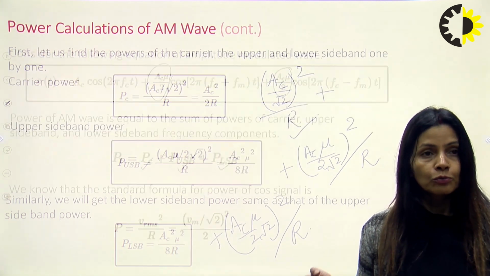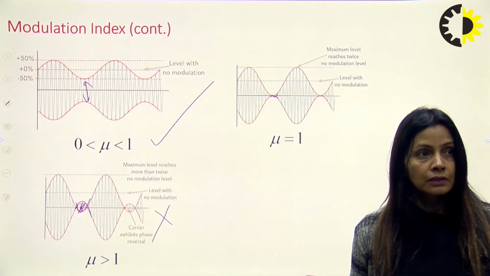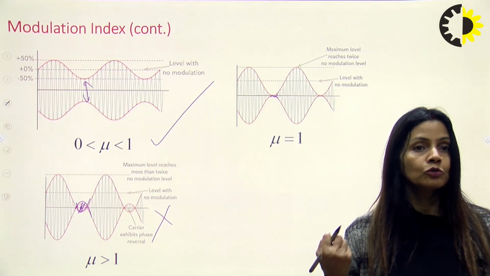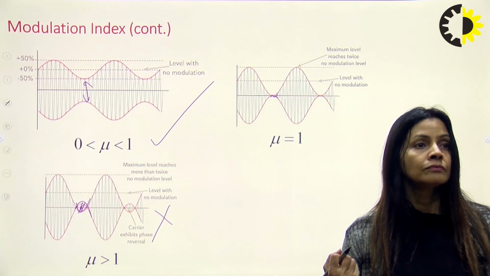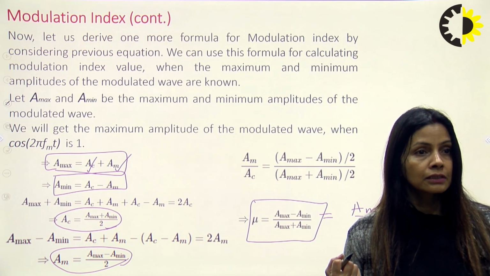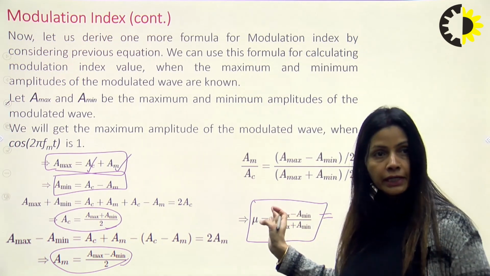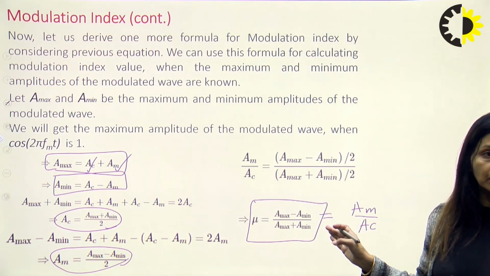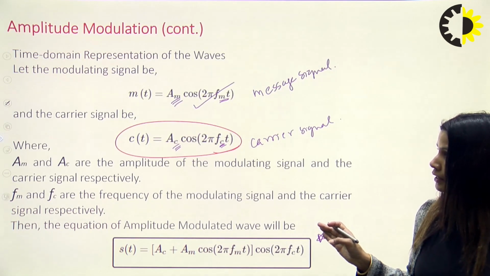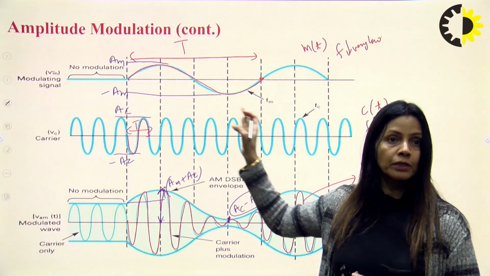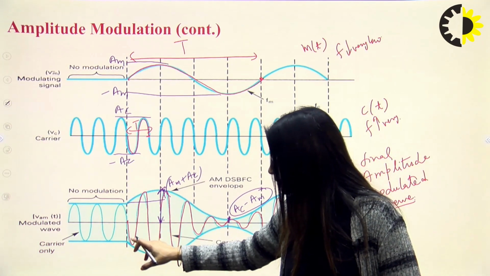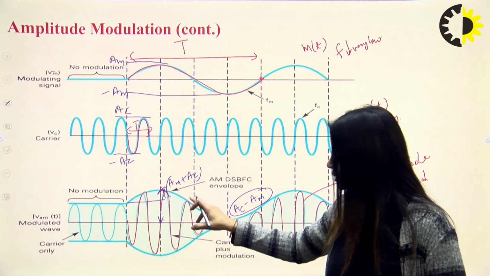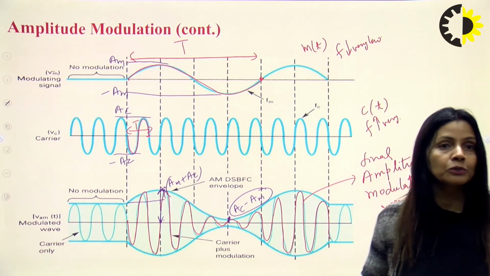And coming to the diagram, mu should lie between 0 and 1, and this mu is defined as A max minus A minimum upon A max plus A minimum. And we have understood this particular diagram. The final amplitude modulated wave is this wave. Always remember, this wave is the final amplitude modulated wave.